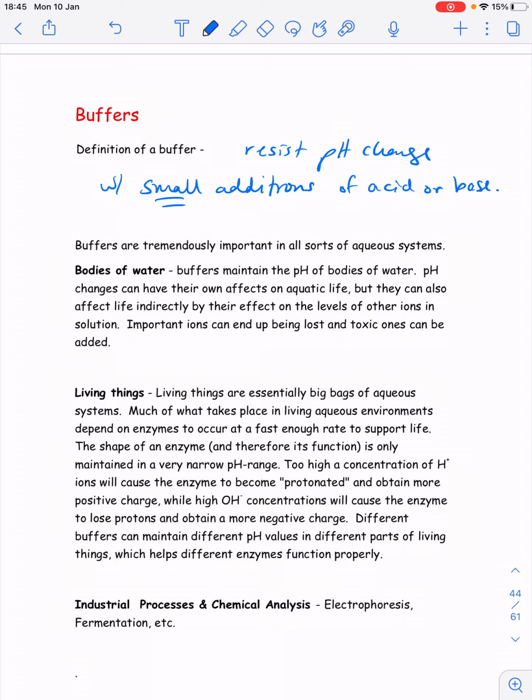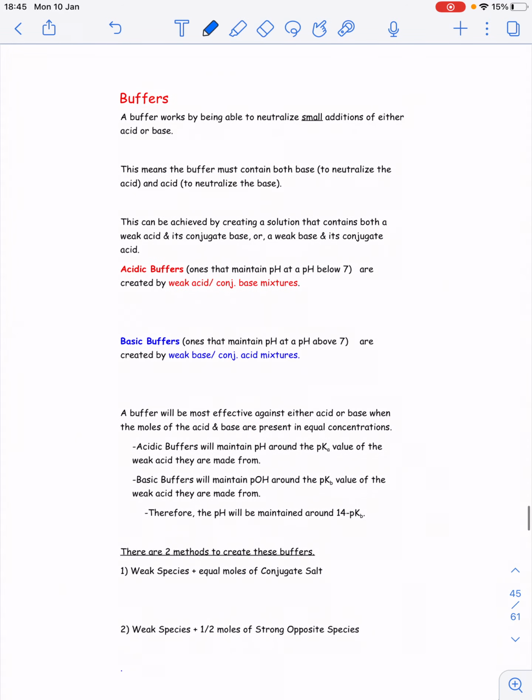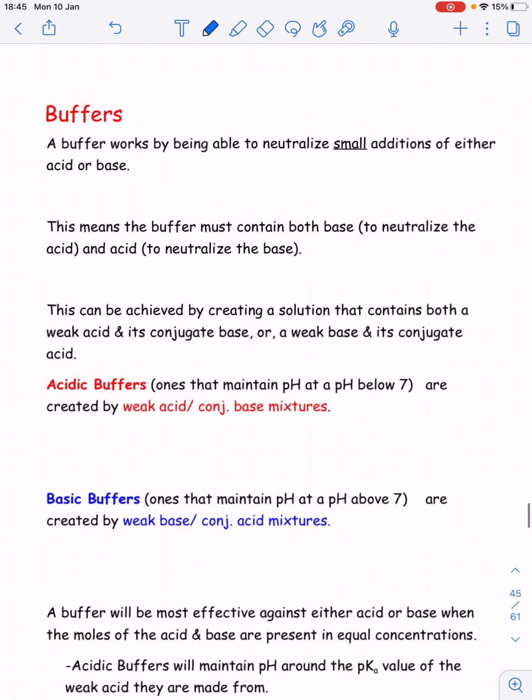Now buffers are super important. They have all sorts of applications or relevance in things like bodies of water and inside of your body, but I'll let you read through this page to get those. I'm going to focus more on the chemistry behind it. A buffer works because it can neutralize both acid or base, and really just small amounts. It can't do so indefinitely. A buffer's capacity is how much acid and base it can neutralize.